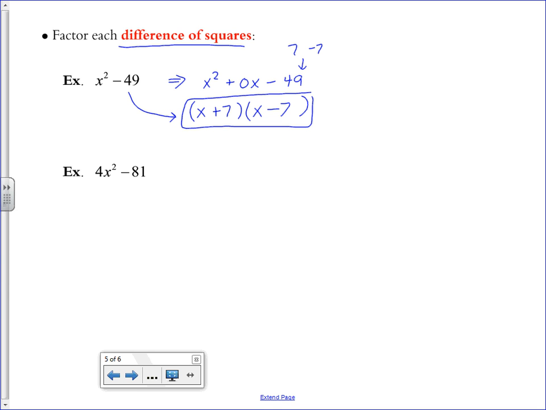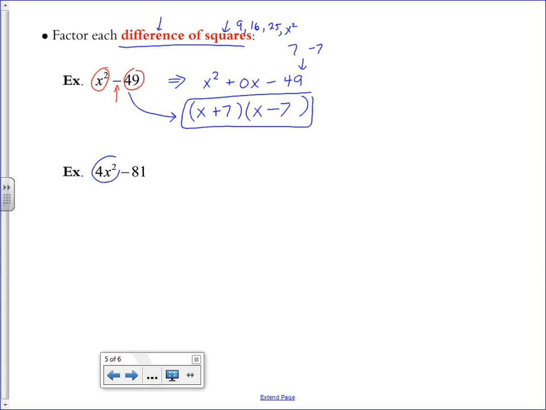Now you can skip that middle step where you fill in the 0x if you recognize that you have a difference of perfect squares. Remember, difference means a subtraction problem. Perfect squares are things like 9, 16, 25, right? 3 times 3, 4 times 4, 5 times 5. Even x squared, because it's x times x. So in this problem, I had a perfect square right here, I had a perfect square right here, and I had a subtraction problem. So that made it a difference of squares. If you recognize it right away, you can skip to this last step where you fill in x plus 7, x minus 7.